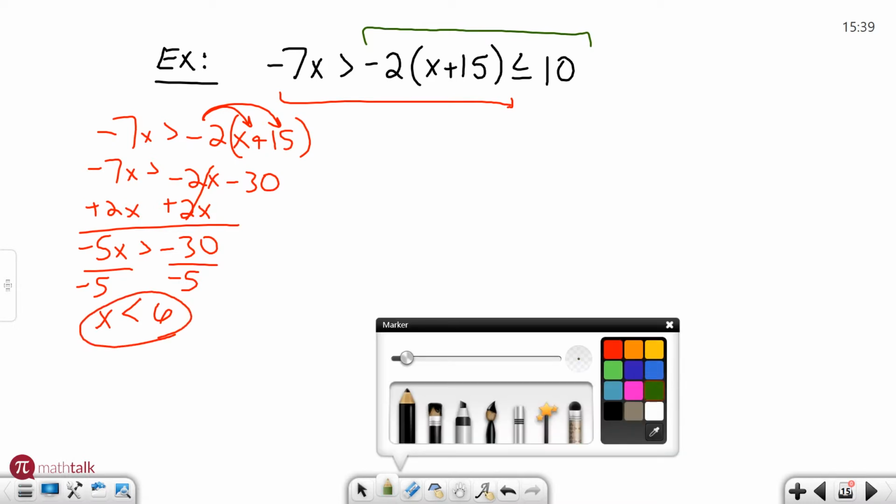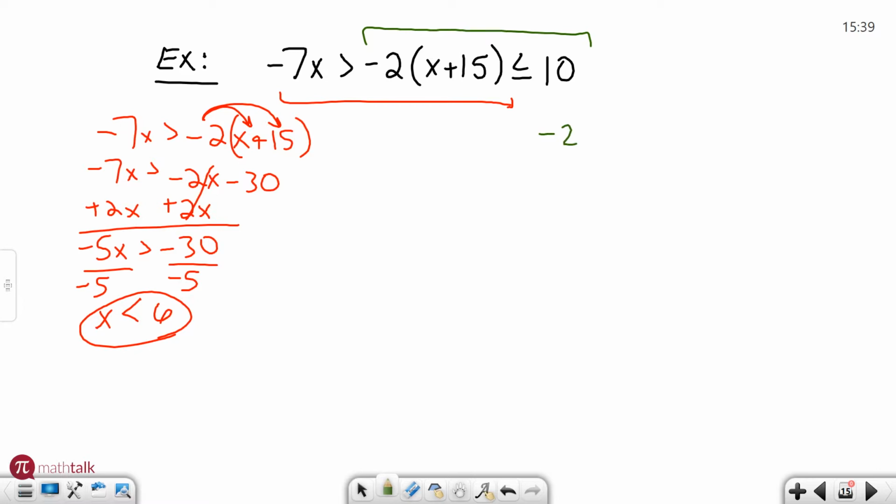Let's go ahead and solve the green section of the inequality. I have negative 2 times the quantity x plus 15 is less than or equal to 10. So again, I need to use distributive property on the left side here, which is nice because I already found out using distributive property in the red that this is going to be negative 2x minus 30 less than or equal to 10. So let's isolate my variable.